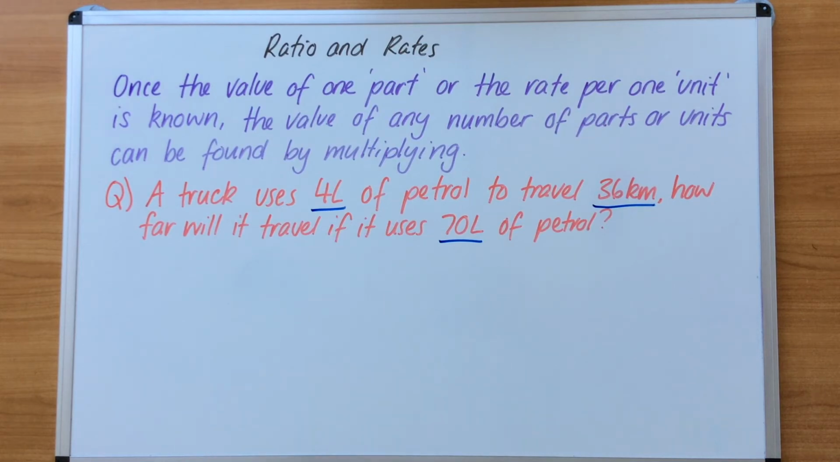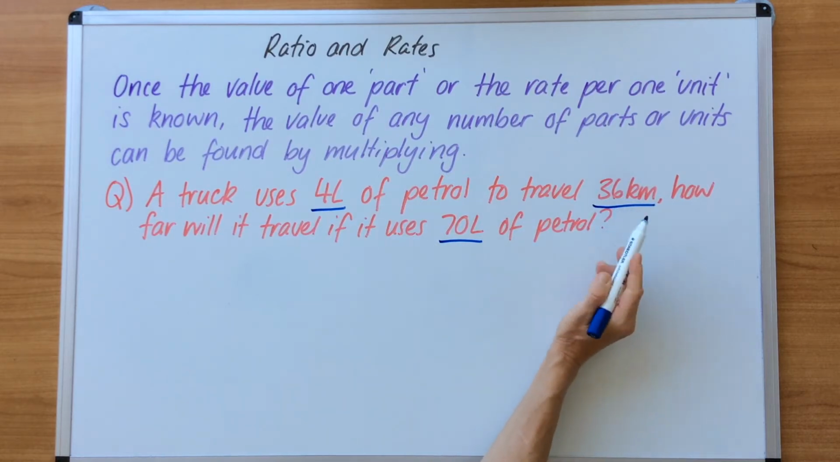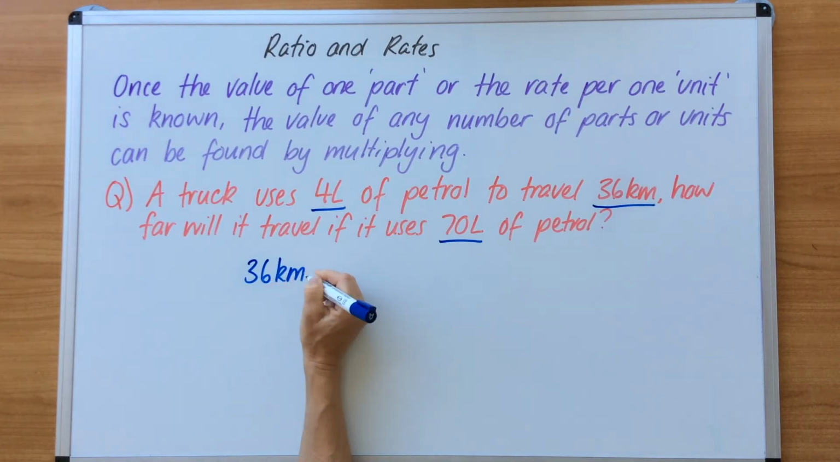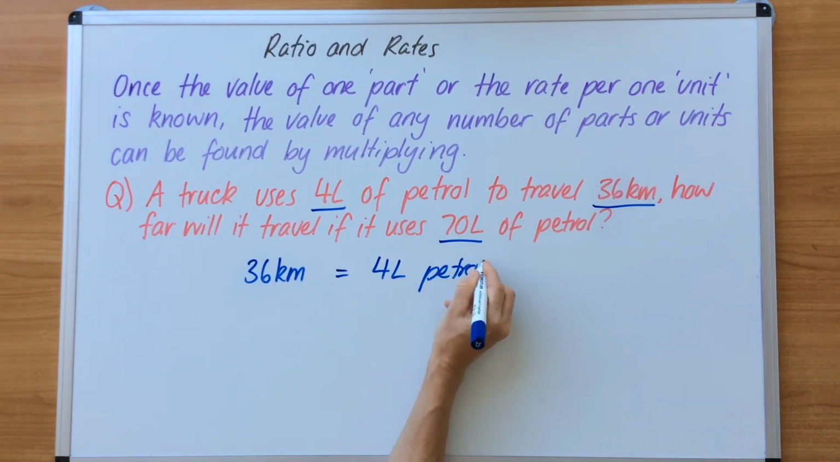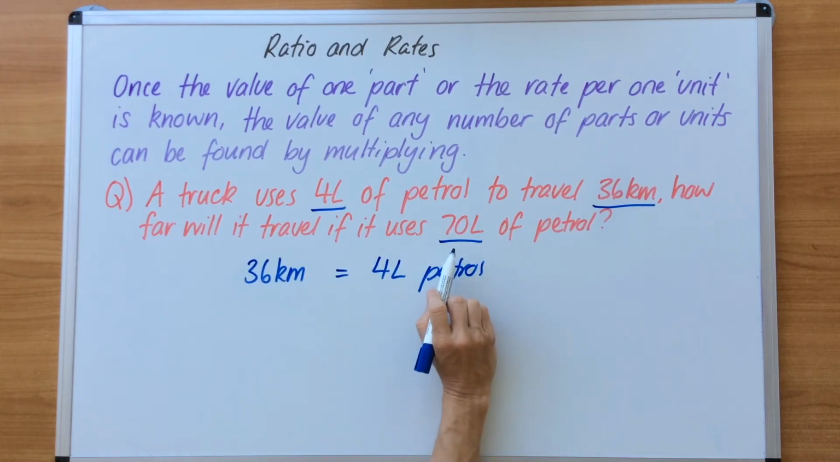So these numbers tell me I've got to look at these and figure out which is the information that I need and what's the answer I've got to figure out. So it says that it uses 4 litres of petrol to travel 36 kilometres. So I'm going to write that down to begin with. 36 kilometres equals 4 litres of petrol. And it's telling me to find out how far it will go if it uses 70 litres of petrol.